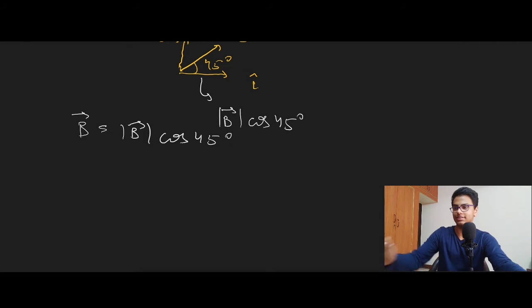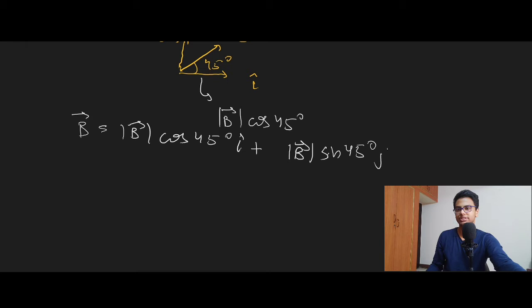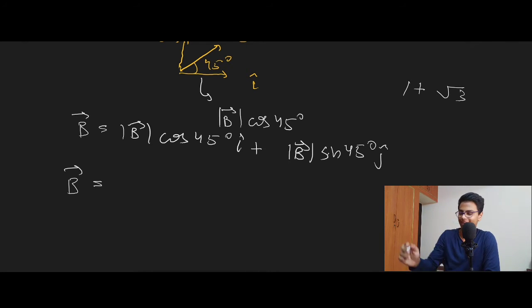Don't forget to add i cap, plus mod b vector sine 45 degree j cap. So we get b vector, and here you can take common also. Where I said 1 plus root 3, what I meant is i cap plus root 3 j cap. You need to mention the unit vectors i cap, j cap and k cap as well. Only then it becomes a vector, and only once it becomes a vector can you apply the triangle law of vector addition, which gives you the standard form of the vector.